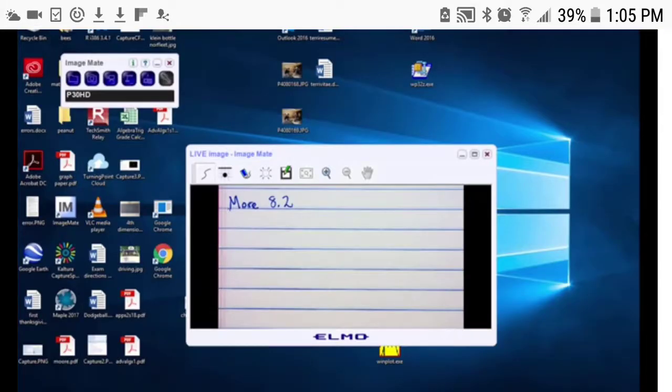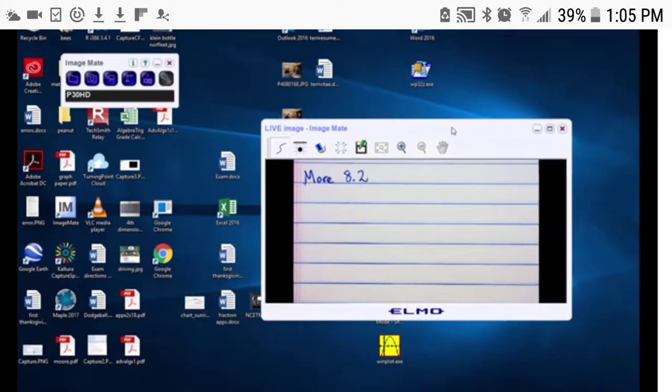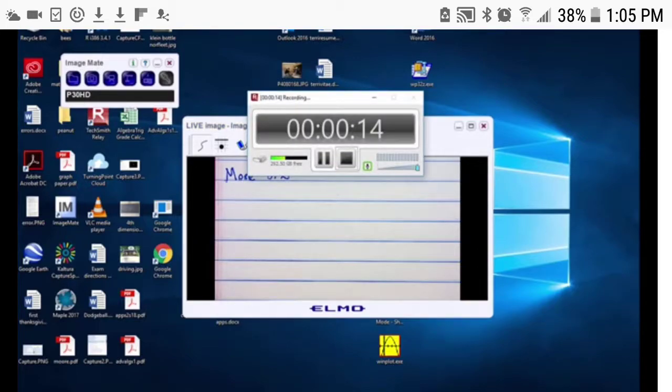Okay, so we are recording 8.2 and trying to get sound with it this time, so I'm using my phone. So hopefully that will work.